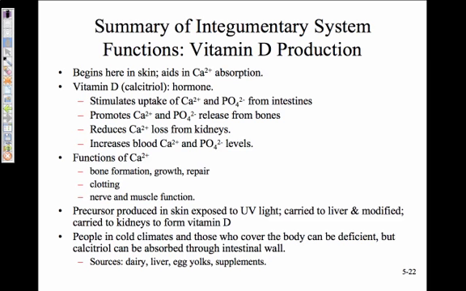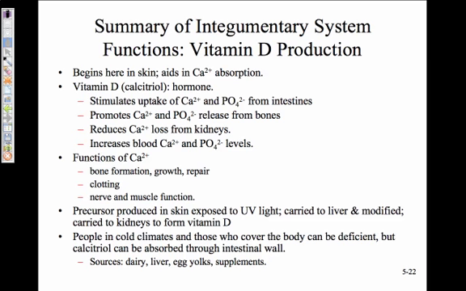So vitamin D, also called calcitriol, is produced with this system here. It stimulates the uptake of calcium and phosphate from the intestines. It promotes calcium and phosphate release from the bones, reduces calcium loss from the kidneys, and increases the blood calcium and phosphate levels. The function of the calcium is bone formation, growth, and repair, and it's also involved in clotting and some muscle and nerve function.